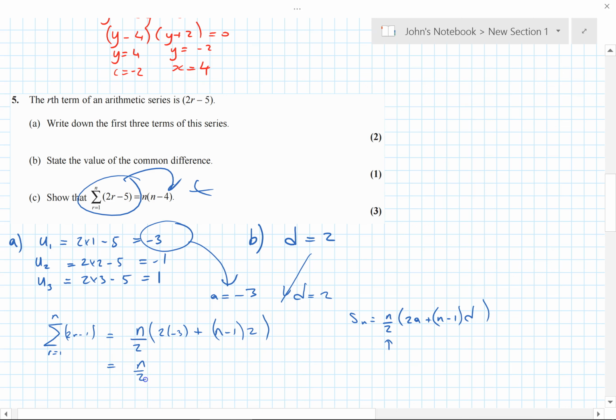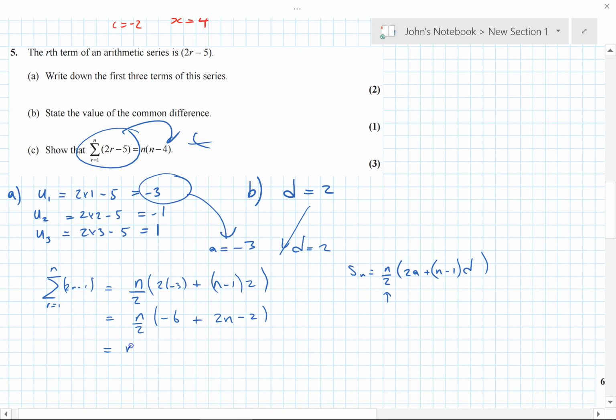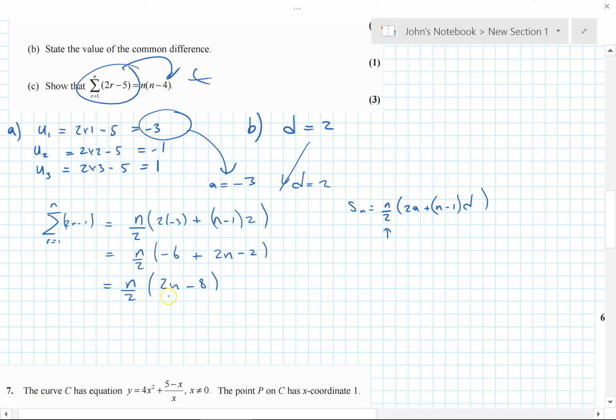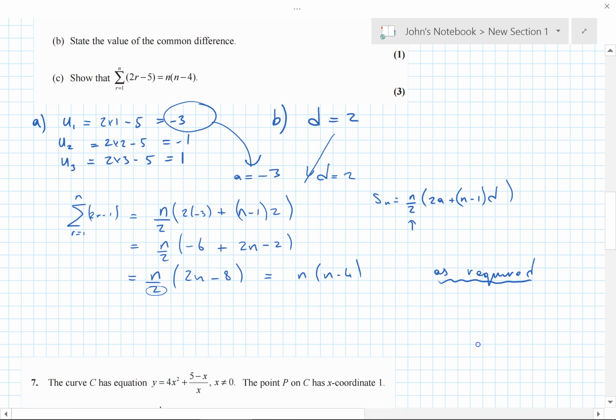So that's n over 2 times minus 6 plus, multiplying this bracket out, 2n minus 2. So that equals n over 2 times 2n minus 8. So we can see that if I halve each of these terms, I'm going to get what I need, because I've basically got a half here. So that's okay now to just say n minus 4. You don't have to write 'as required', but it's a little bit of pompous maths that I like to do, because we're asked to show something, and we've shown it, so we've said that it's done.